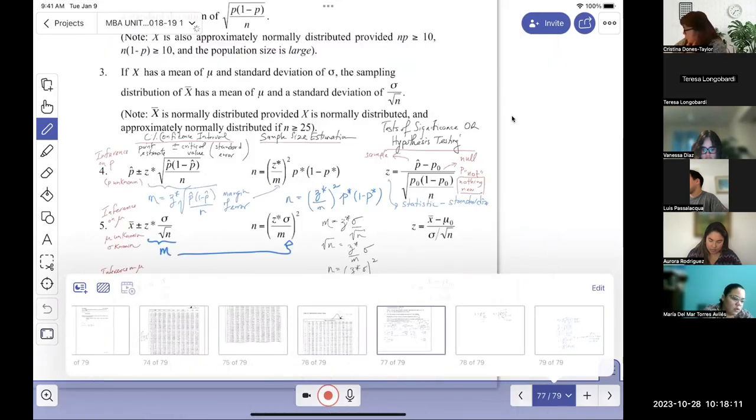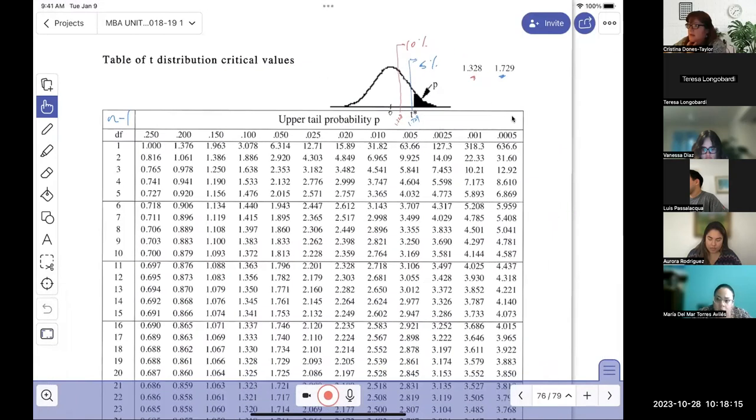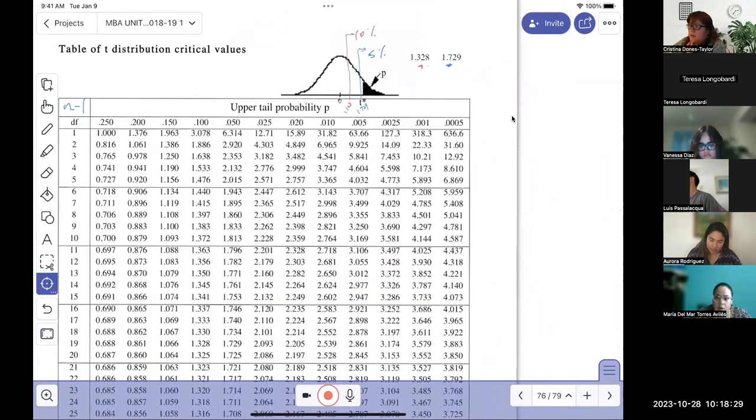Is it 4.015? Yeah, so 16 is here. Oops, 16 is here, and I want to go to 0.005. Wasn't it 0.005? Yeah, it's 2.921. I think you put too many zeros there. Okay, so it's this one and 0.005, not 0.0005, just this one. All right, so it's 2.921.